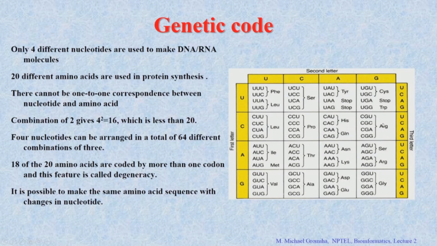And what is a stop codon? You can see here this is a stop codon, UGA is a stop codon. Also tryptophan is coded with only one codon, UGG. So, this is also one of the reasons why tryptophan occurs very rarely in protein sequences. So, 18 of the 20 amino acids are coded with more than one codon, and this is called the degenerate system.